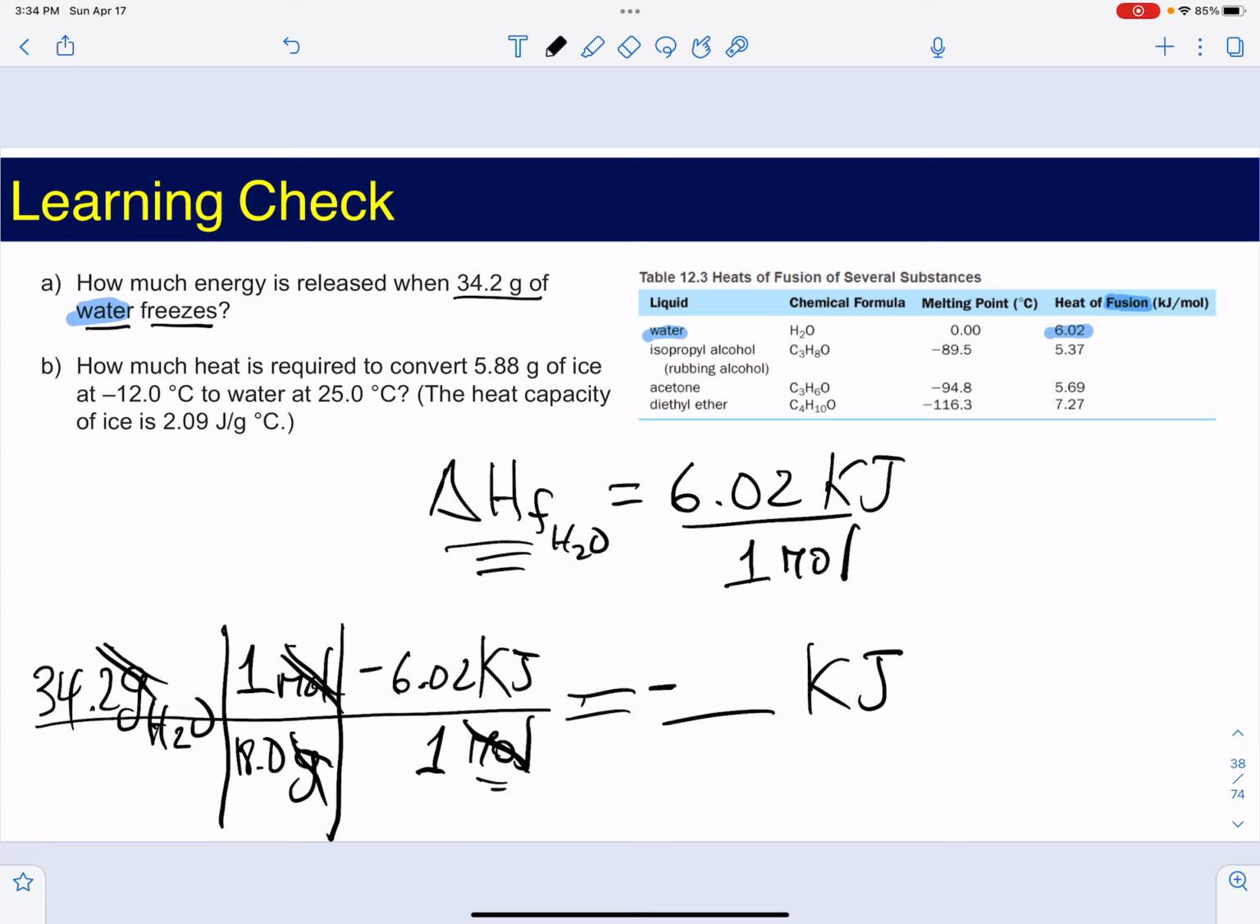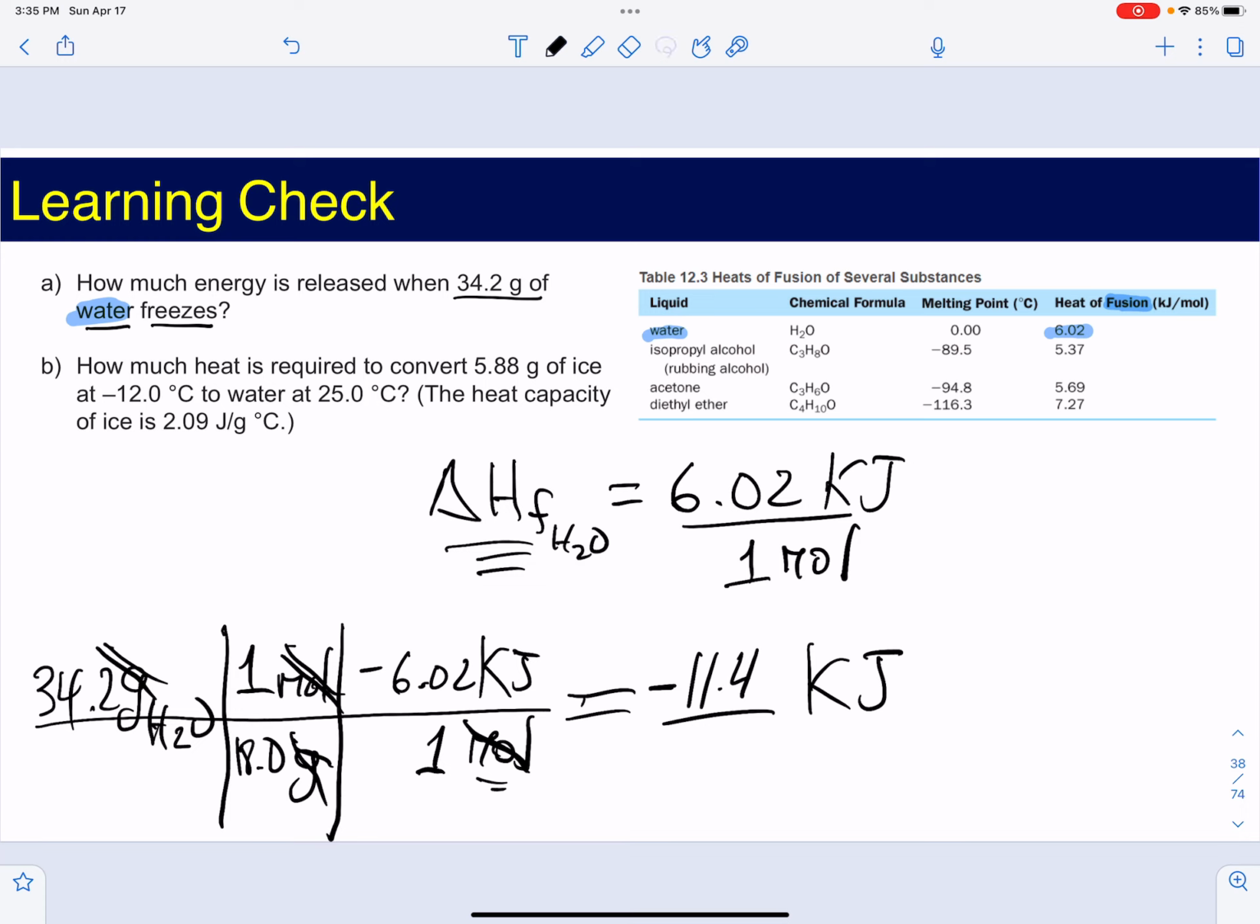32.2 divided by 18 multiplied by 6.02. So minus 11.4 kilojoules are going to be released when you freeze 32 grams of water.